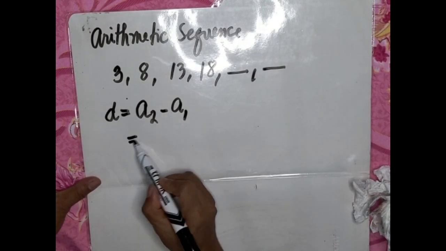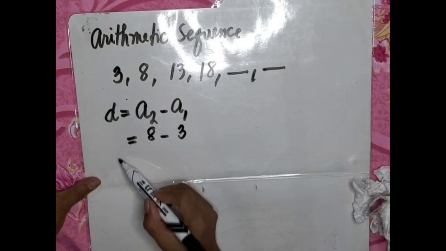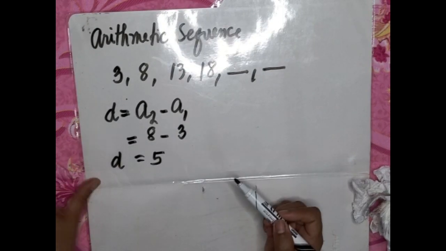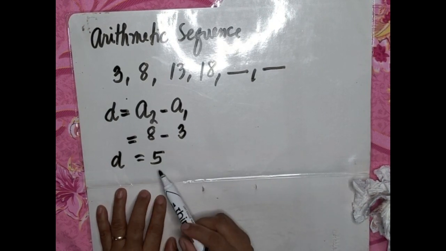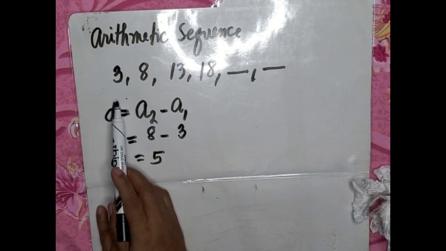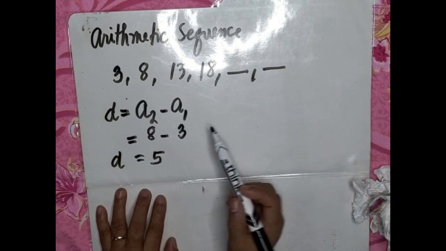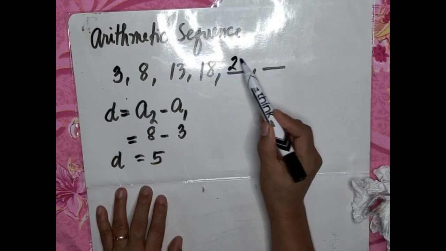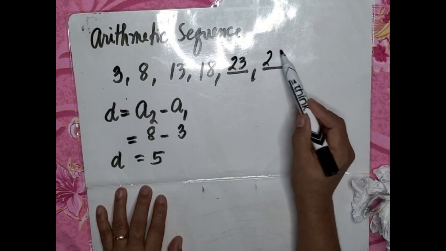So from here, we could say that our a sub 2 is 8, our a sub 1 is 3. So the common difference is equal to 5. Okay. So what is the use of the common difference? The common difference is the number that we are going to add to the first term in order to arrive at the second term, and so on. So what would be the next term after 18? It's simply 18 plus 5, so that is 23. 23 plus 5, and that is 28.